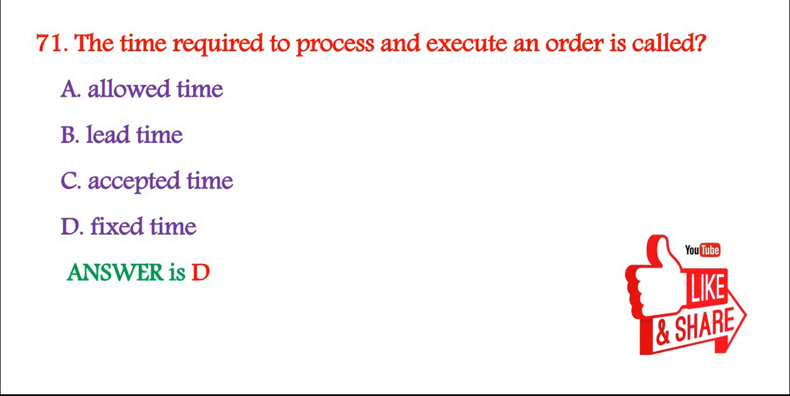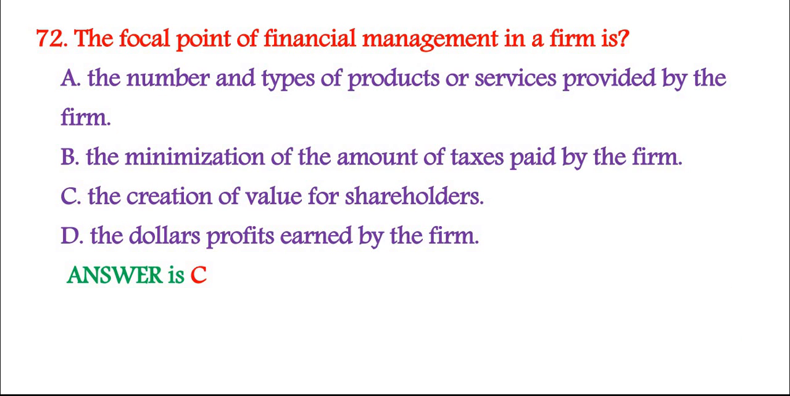71. The time required to process and execute an order is called? A. Allowed time, B. Lead time, C. Accepted time, D. Fixed time. Answer is D. 72. The focal point of financial management in a firm is? A. The number and types of products or services provided by the firm, B. The minimization of the amount of taxes paid by the firm, C. The creation of value for shareholders, D. The dollar profits earned by the firm. Answer is C.